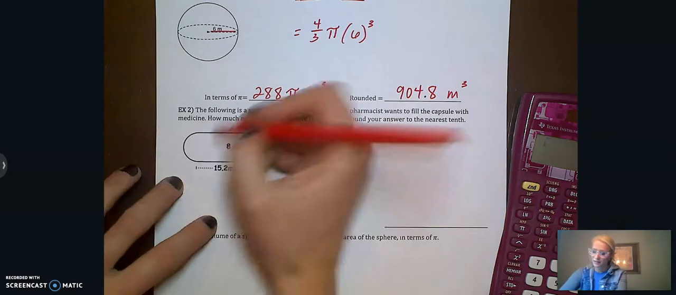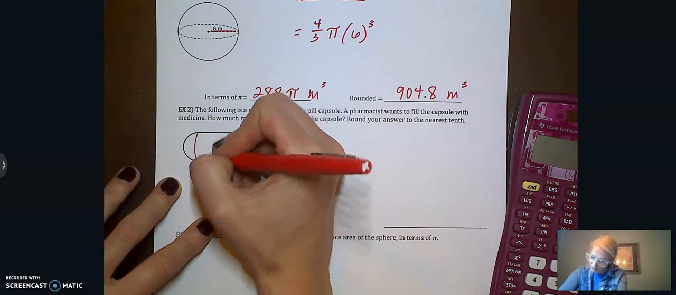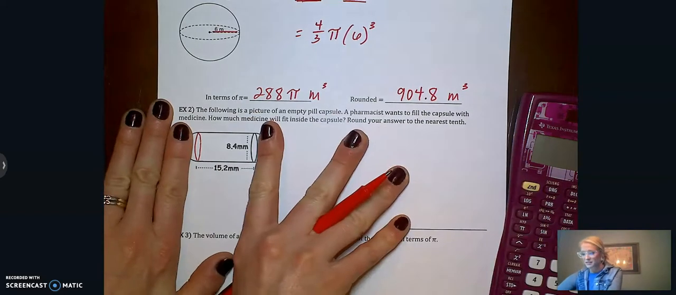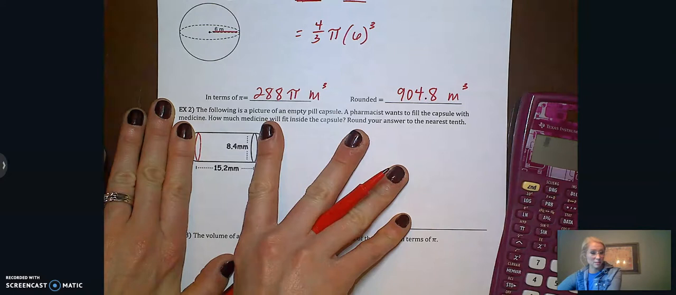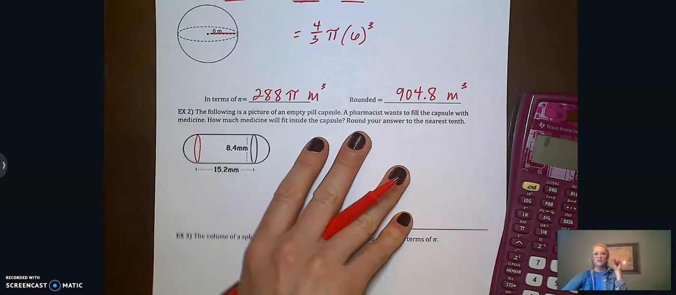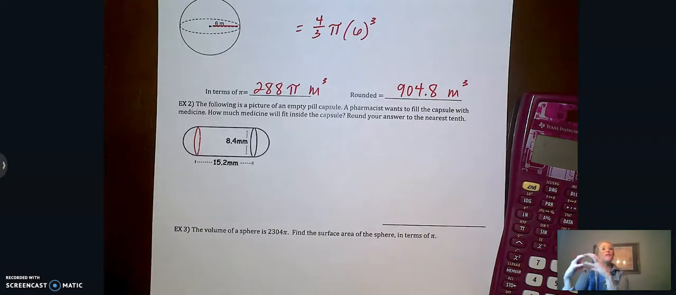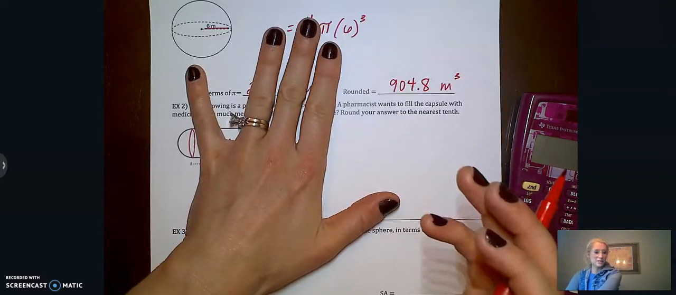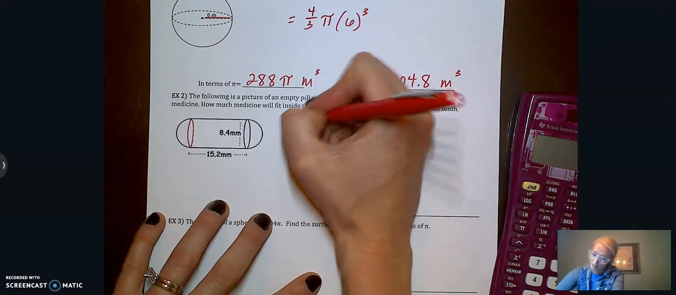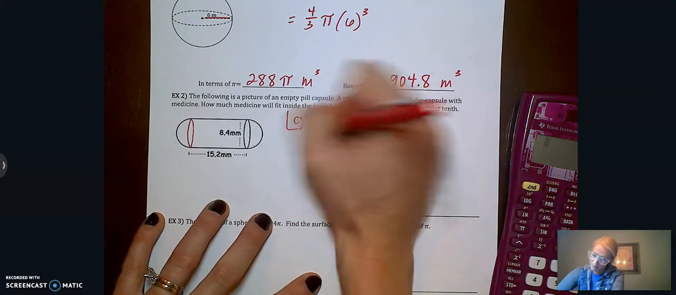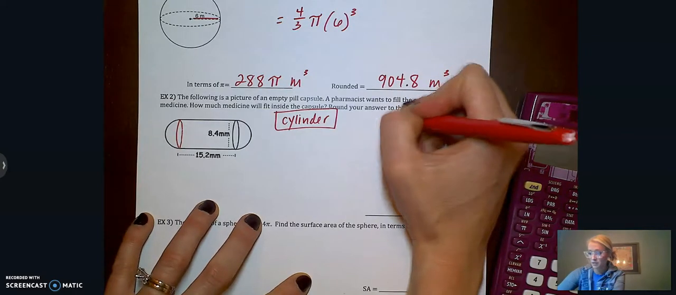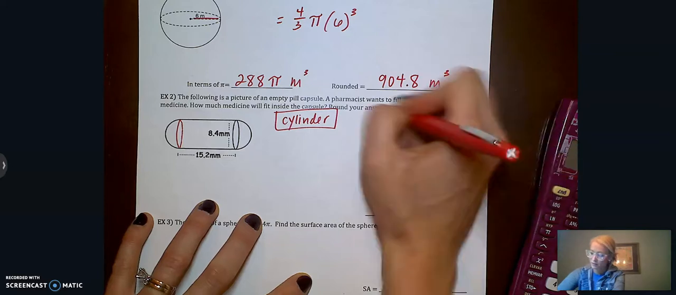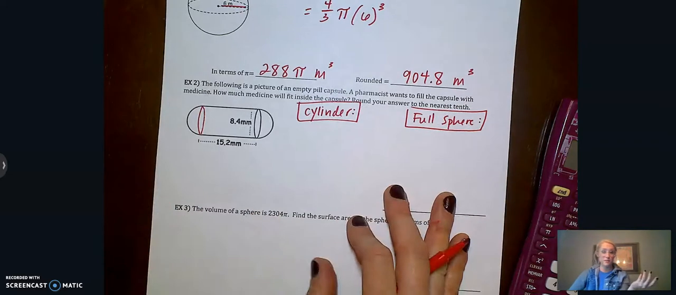This is a composite figure, like I said. Maybe if I come over here, you could see it a little better. But basically, guys, it's a cylinder in the middle. If you pulled the cylinder out and pushed the ends together, it would be a full sphere. There's a hemisphere, half a sphere, on either side of the pill there. So I'm going to break this up like I always do when it's composite figures. You could find one hemisphere and double it, but I'm just going to think of it as a full sphere.